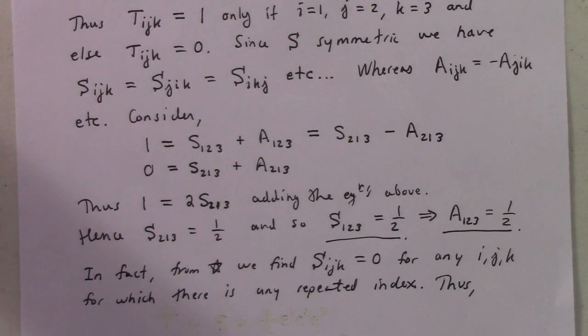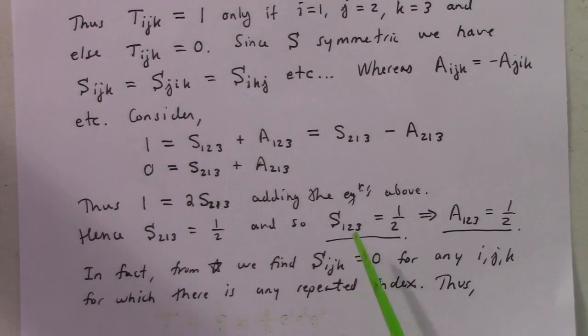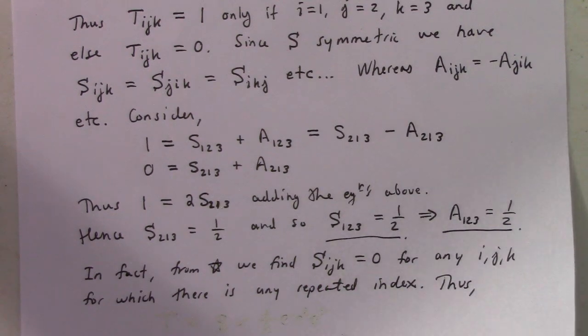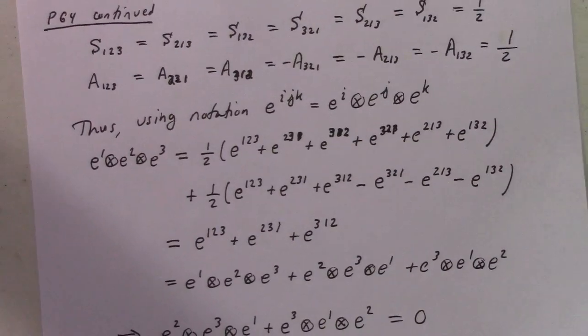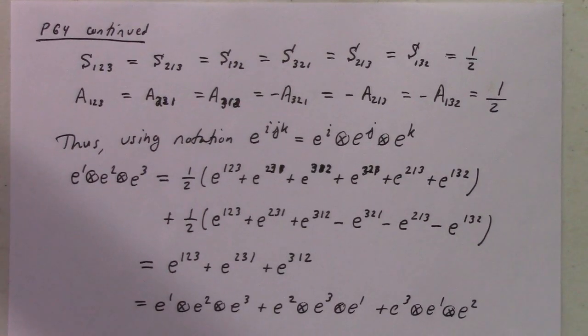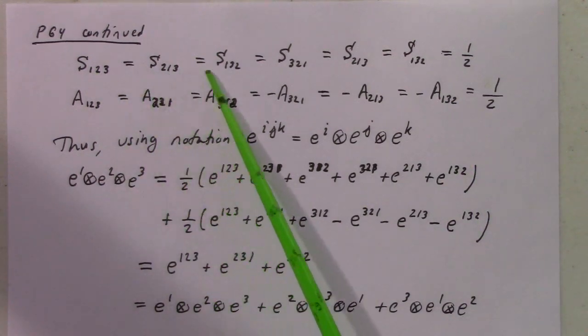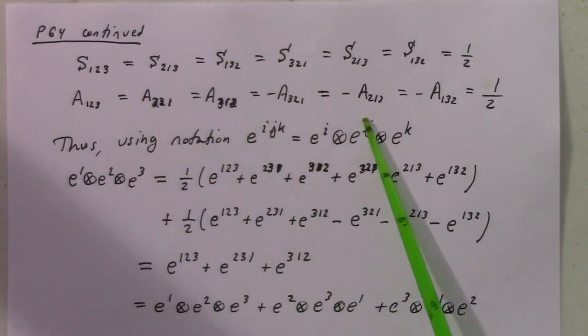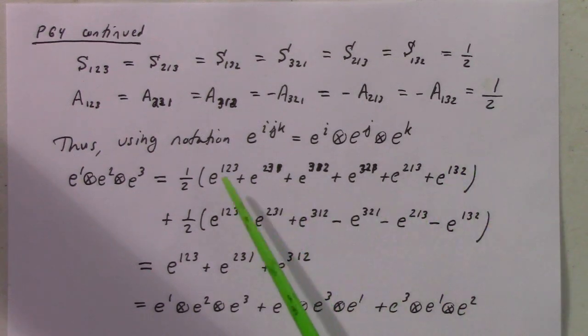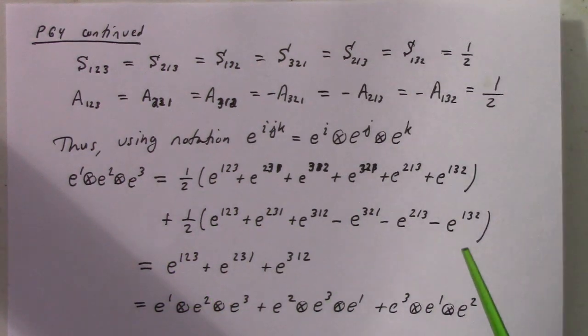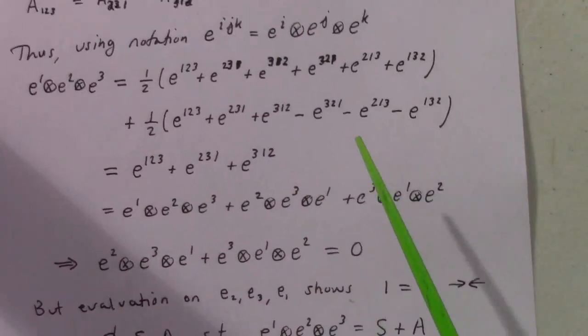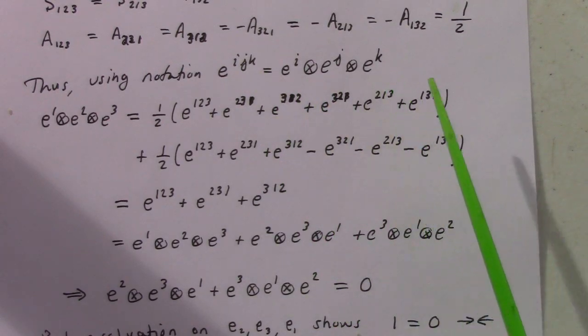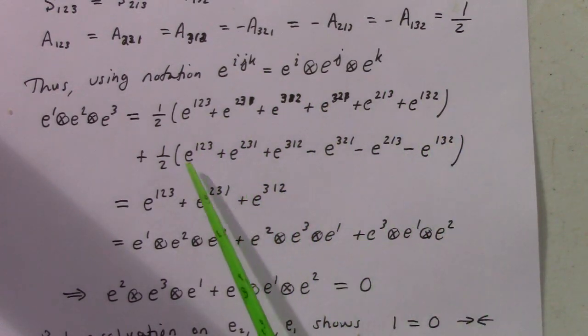And in fact, any other component of the symmetric tensor has to be 0 because the antisymmetric one is automatically 0 whenever there's a repeated index. So, goodness gracious, that brings us to the following assertions: all of these guys are equal to 1/2, all of these ones are equal to either 1/2 or minus 1/2, and everything else is 0. As such, I can build E1 tensor E2 tensor E3, using this handy-dandy epsilon ijk notation, as follows.